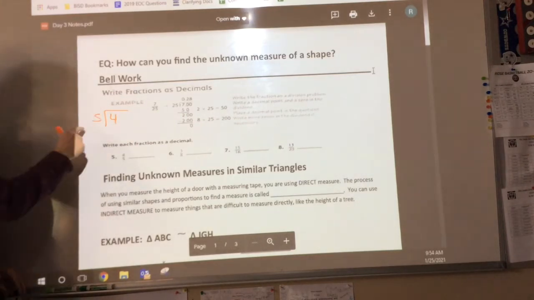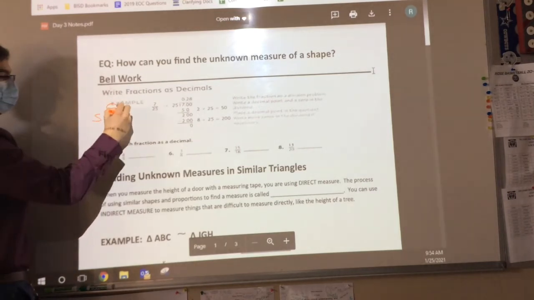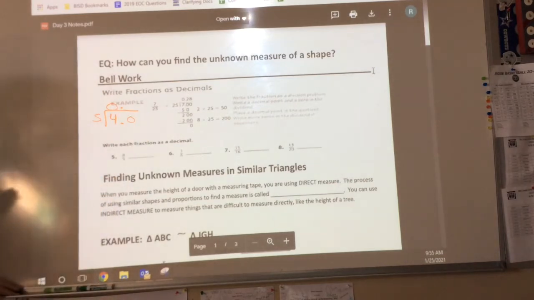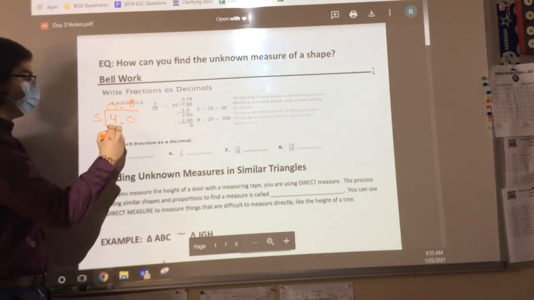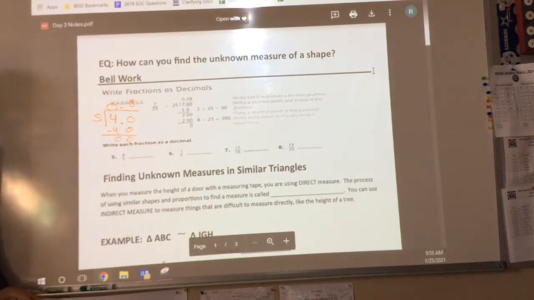Well, 4 divided by 5 is 0, so I've got to add a decimal, 0. Do we agree? How many times does 5 go into 40? 8. And 8 times 5 is 40. So the correct answer would be 0.8 or 8 tenths. Are we okay with that?